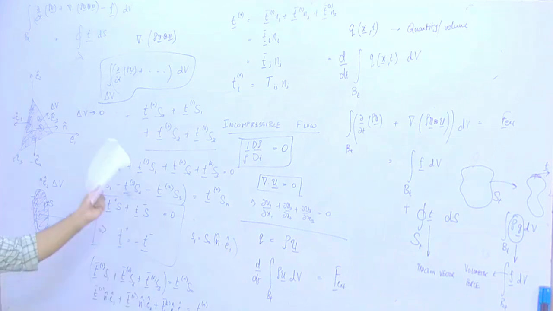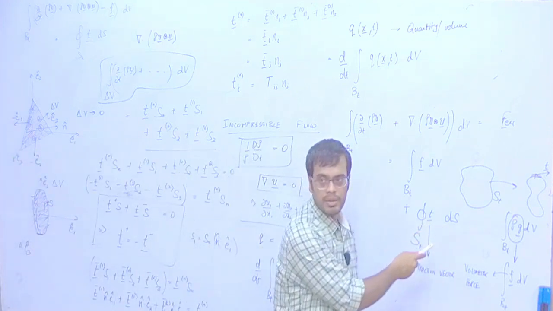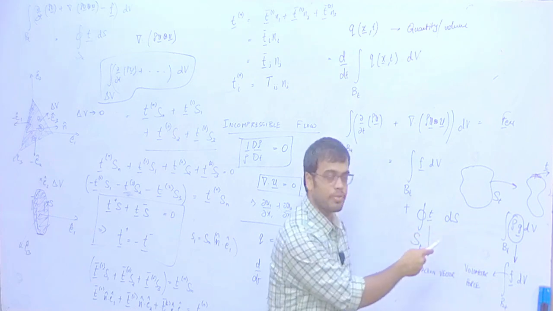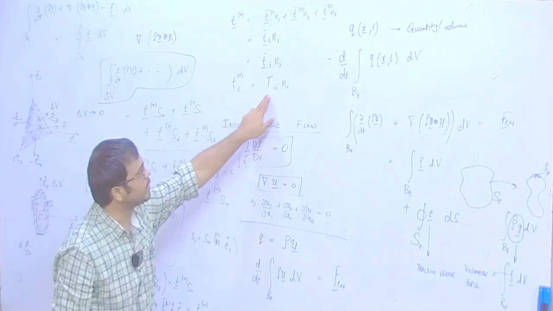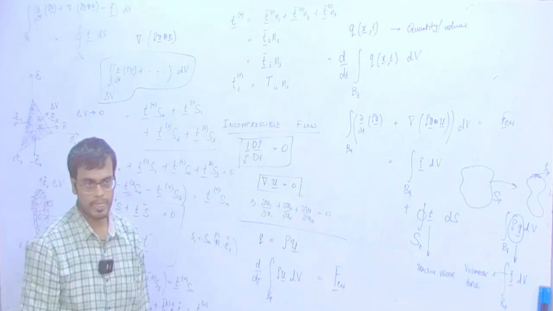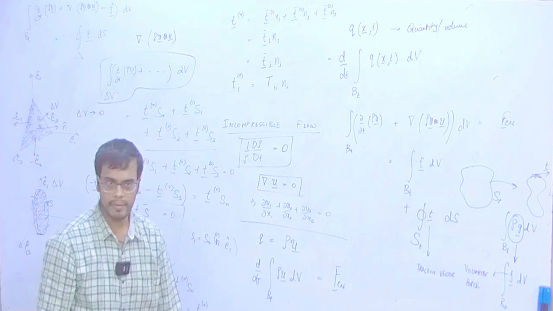What was the motivation of all of this discussion? What did we want? In the momentum equation, what were we left with? We are left with a surface integral. We wanted to convert this surface integral into a volume integral by using the Gauss divergence theorem. We are almost there.